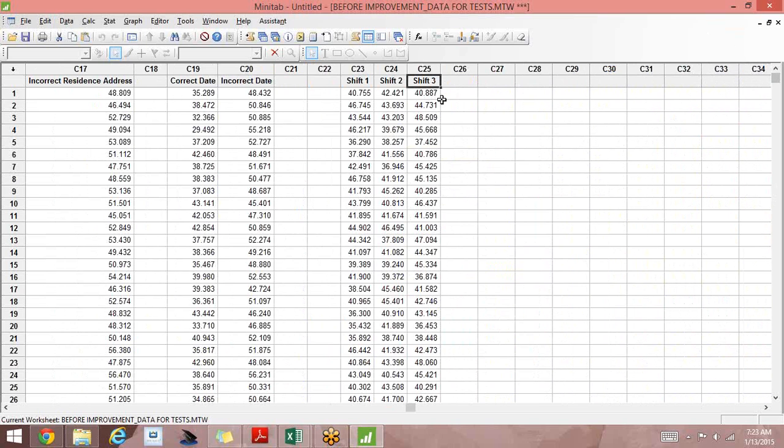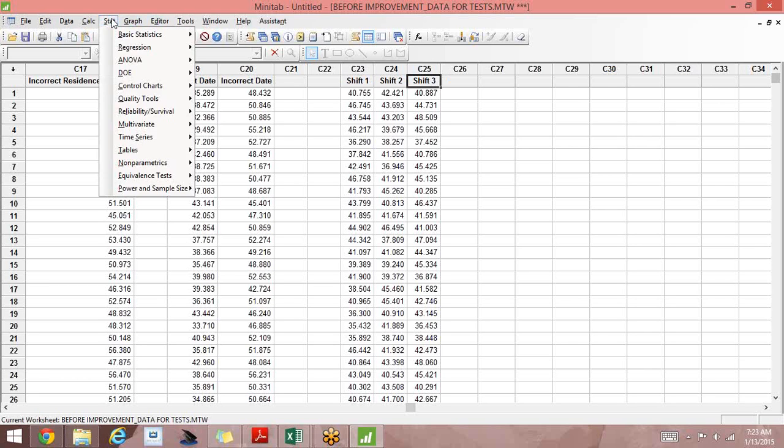If y is continuous and x is discrete, and you have greater than two categories, here how many categories do we have? Three categories: shift 1, 2, 3. Y is continuous, X is discrete with more than two categories, so you use the ANOVA test. Here also, same thing, go to Stat.